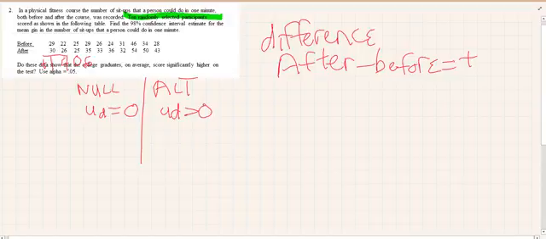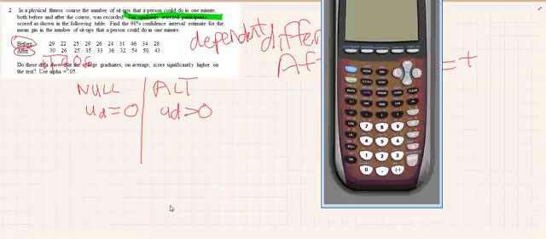So we're going to utilize the calculator for this, and we're going to make a couple of assumptions. Not really that big of an assumption, but these data between the before and the after are dependent on each other because they are the same group of people. Alright, so let's go ahead and open up our calculator here.